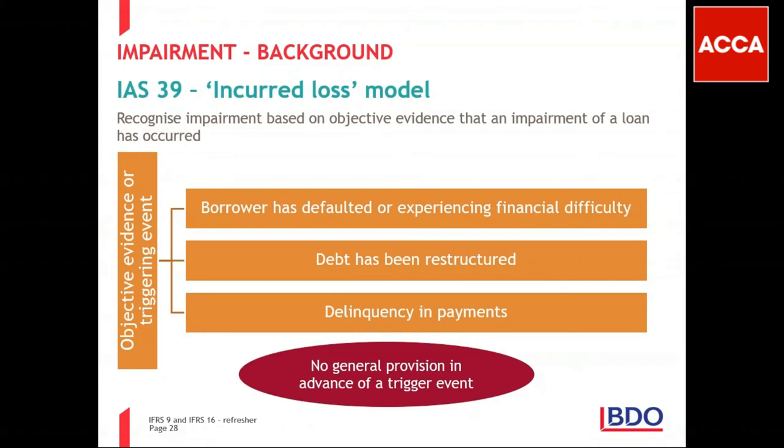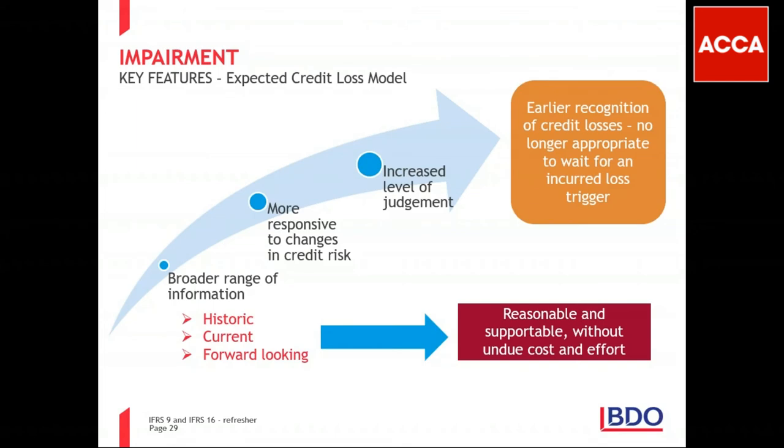So whenever a borrower has defaulted or faced financial difficulties, or the loan has been restructured, or there has been a payment delay, entities used to record the provision in the financial statements, and no general provision was required in advance of a trigger event. So always a trigger event has to have happened for entities to record impairment. But this has been completely changed under IFRS 9.